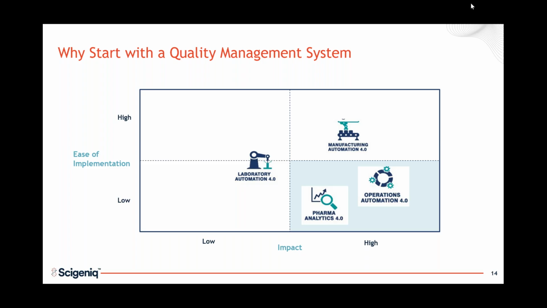So what do we want? We want the sweet spot where it's easier to do, it's less costly to do, but the impact is very high. And that's in the operations and analytics areas. And why is that? Because it's software, frankly. It's not physical devices. Manufacturing automation includes robots and systems. Laboratory automation includes physical devices. If we can do this with software, it's a great place to start.